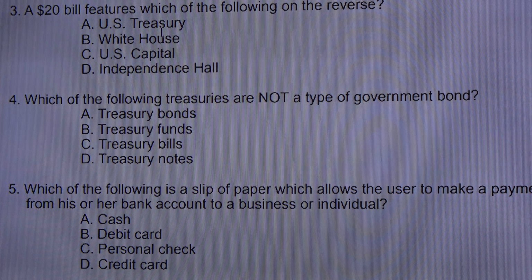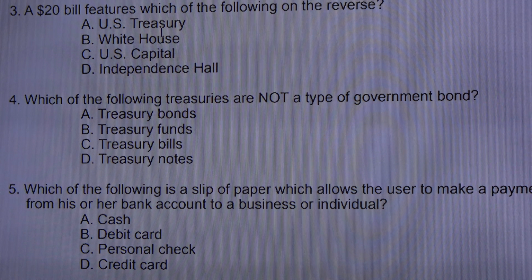Okay, number four, which of the following treasuries are not a type of government bond? We talked about treasury bonds, T-bonds. We talked about treasury bills, T-bills, and we talked about treasury notes, T-notes. We did not talk about treasury funds. So the answer is B, treasury funds are not a type of government bond.